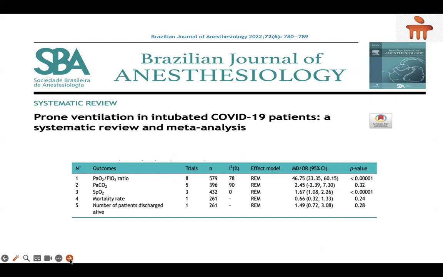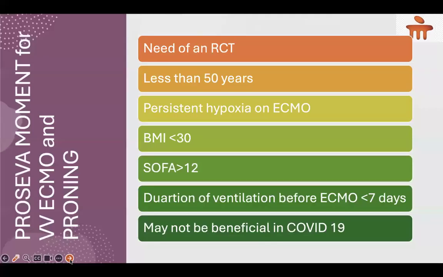So, coming to a conclusion, whether prone ventilation has got benefit in ARDS or not, especially in the context of COVID-19: at this point of time, we know that there are certain patients who are going to benefit. One is less than 50 years, with hypoxemia and ECMO, if you do early proning in ECMO, BMI less than 30, and duration of mechanical ventilation of less than 7 days. It may not be beneficial in COVID-19. Now, what we are searching for the answer is whether we have a PROSEVA moment in ECMO or not. We had a PROSEVA moment in ARDS; we may not get that part of benefit, but whether we'll have a good RCT which might benefit or not.